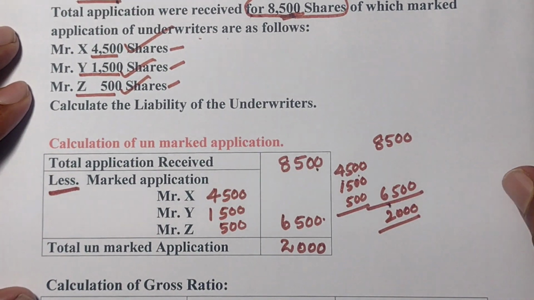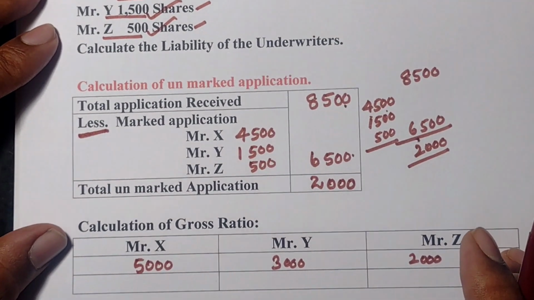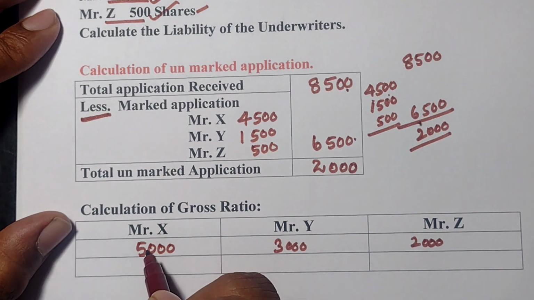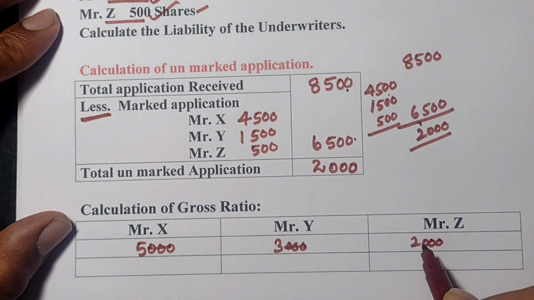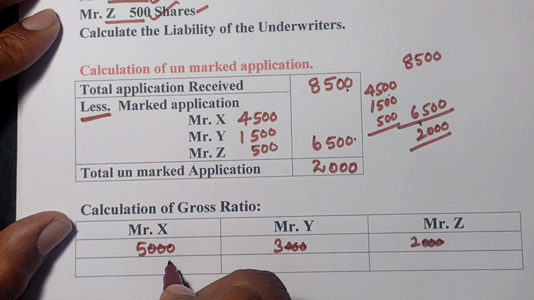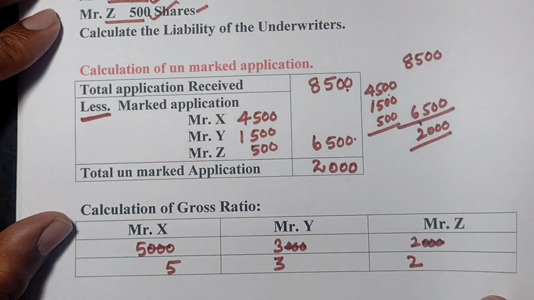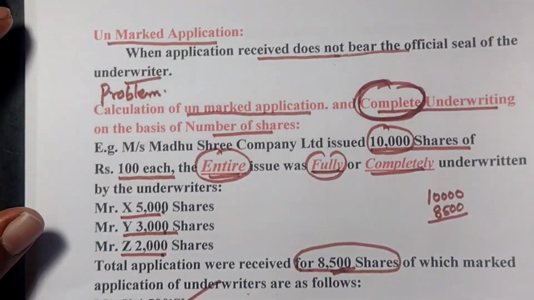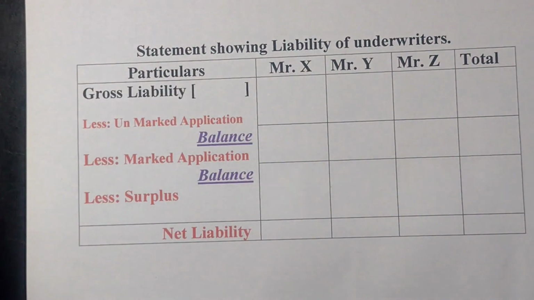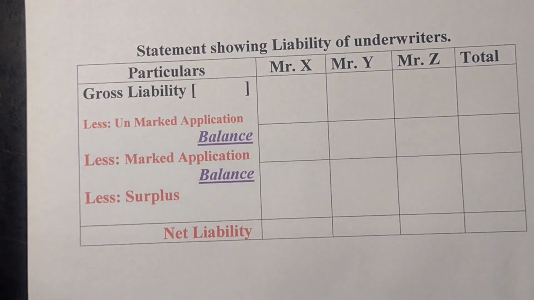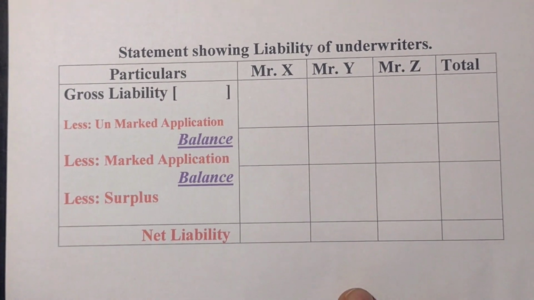Now we are going to find this in terms of ratio. Cancel the 3 zeros, which are common. So when 3 zeros are common, it is 5 is to 3 is to 2. Any calculation relating to this chapter, this problem, we have to distribute based on 5 is to 3 is to 2. Now let us continue to do the problem.